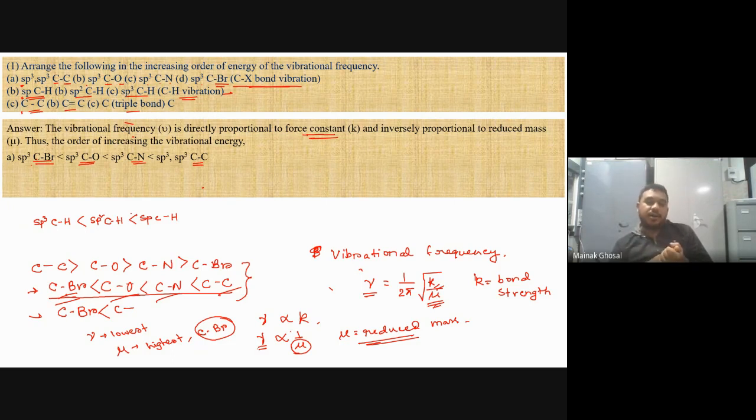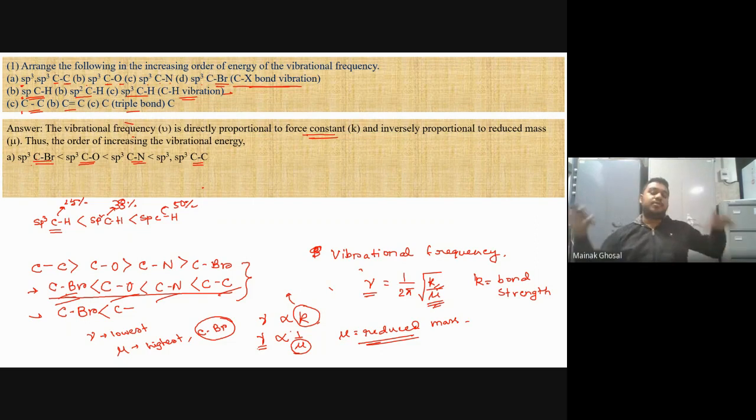In this case, you cannot compare your mu. Why? Because in all three cases you will have only carbon and hydrogen, so the mu will be the same. So how will you compare? You will compare using K, your bond strength. The stronger the bond, the higher the vibrational frequency. Now, how much percentage of S character is there? Here it is 25%, and here 33. So higher S character means the bond is stronger.